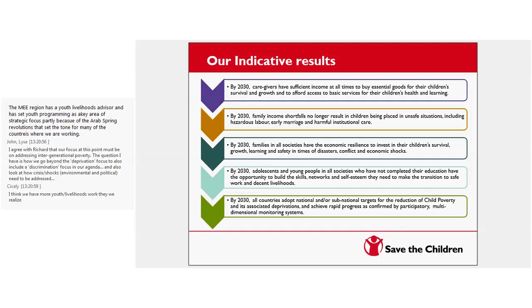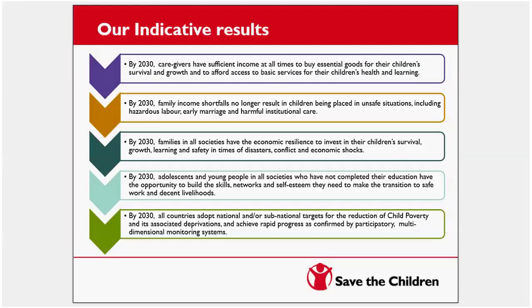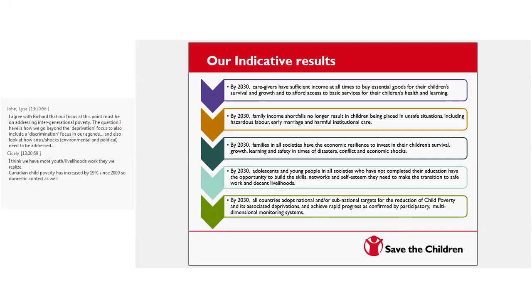I'm going to move over to Lisa John from our global campaign team, who said, I agree with Richard that our focus at this point must be on addressing intergenerational poverty. The question I have is how we go beyond the deprivation focus to also include a discrimination focus in our agenda, and also look at how crises or shocks, environmental and political, need to be addressed. Richard, would you like to respond to Lisa's question? Yes, and also I think the previous issue from Chris.